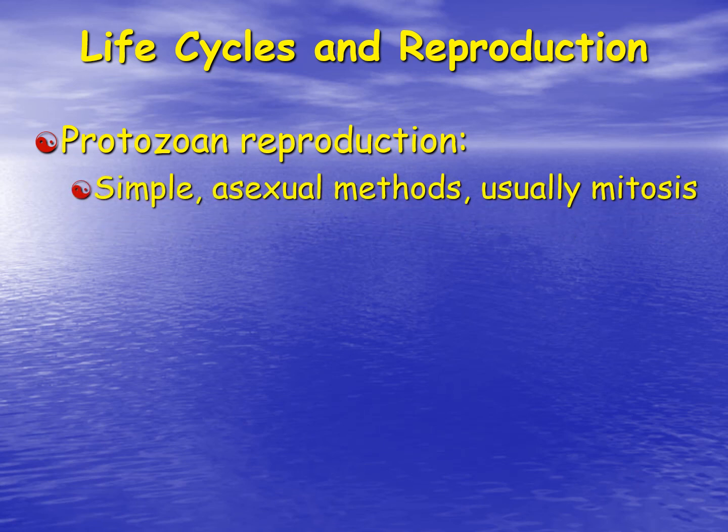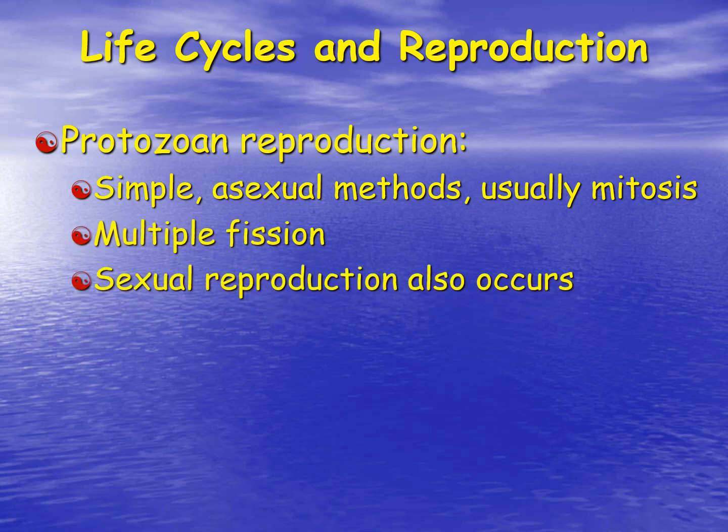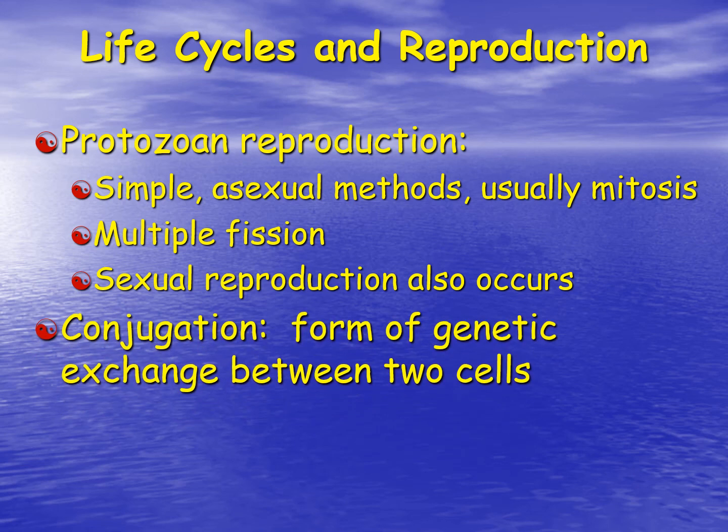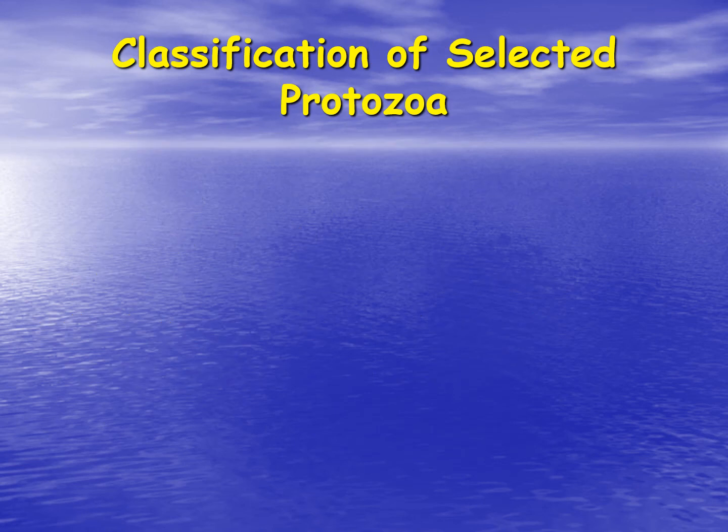Protozoan reproduction is primarily asexual through mitosis. They can, however, undergo multiple fissions, and each part then grows a complete new organism. And a few actually have sexual reproduction that will occur. Conjugation is the form of genetic exchange between two cells, and protozoans, similar to bacteria, can do this.